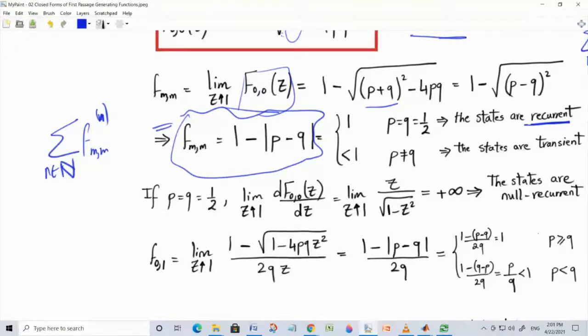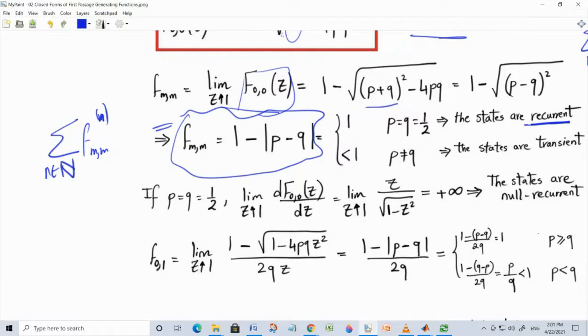And if p is not equal to q, if our walk is not simple, then we are in this nice situation again that every state is a transient state. Again, an impossibility in the domain of finite discrete time Markov chains.